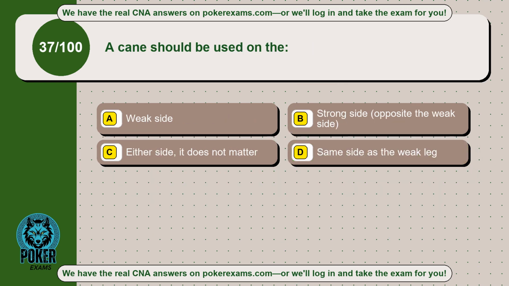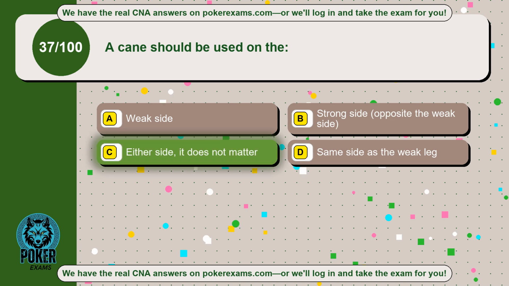Question 37. A cane should be used on the option A, weak side. Option B, strong side, opposite the weak side. Option C, either side, it does not matter. Option D, same side as the weak leg.